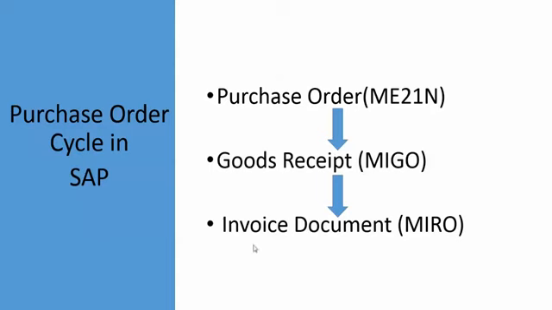So after creating the goods receipt, we have to pay the vendor. So we have to make a payment to our vendor. For this, we have to create our invoice document in MIRO transaction code. So these are the three steps for the purchase order cycle in SAP. In this video, part 1 of the purchase order cycle, we will learn how to create a purchase order and how to transmit a purchase order to the vendor.